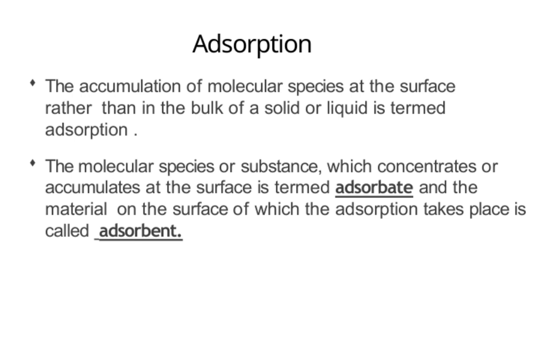On the other hand, the material that provides the surface for this accumulation is known as the adsorbent. Understanding this distinction is key because it helps us analyze how different materials interact at their interfaces, which is central to many applications, from catalysis to environmental cleanup. So, in essence, adsorption involves the surface accumulation of molecules, with the adsorbate being what gathers there, and the adsorbent being what hosts that gathering. This concept ties directly into the overall theme of surface interactions and their importance in science and technology.